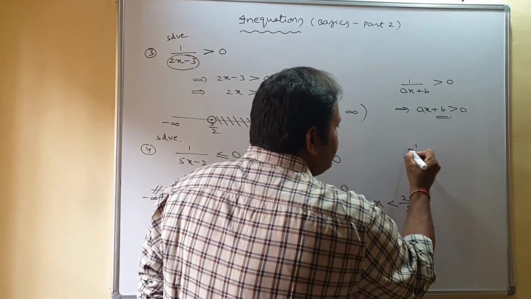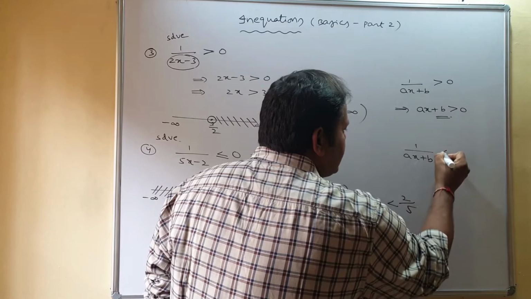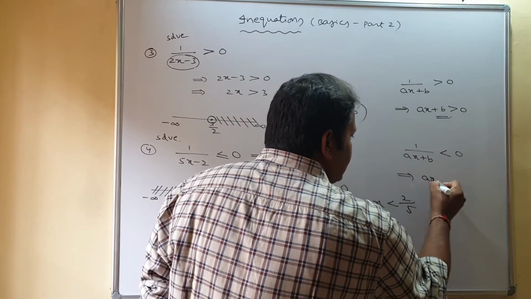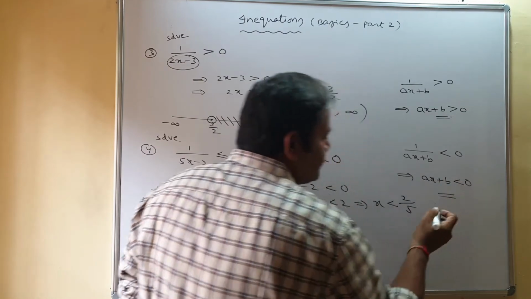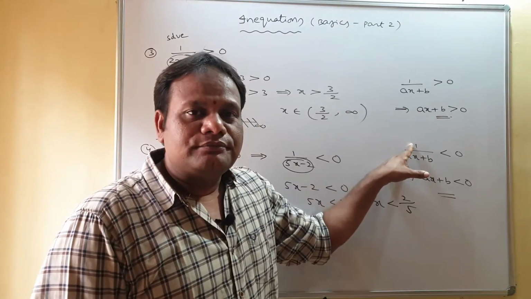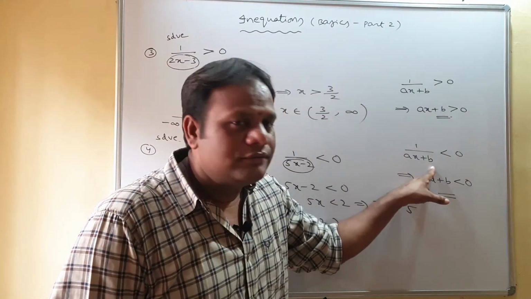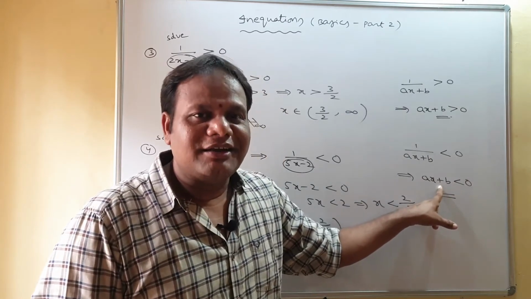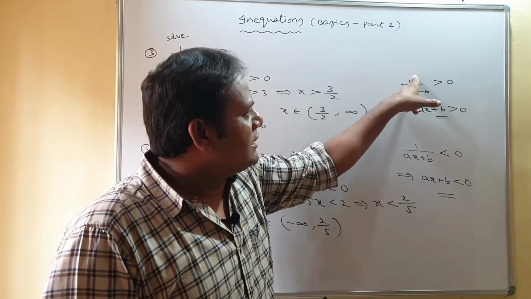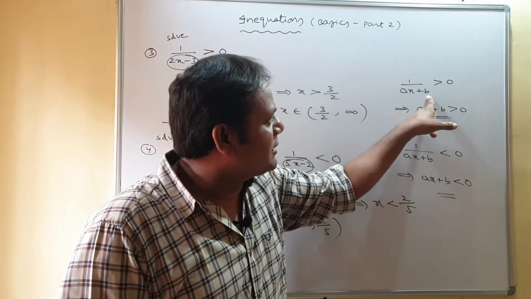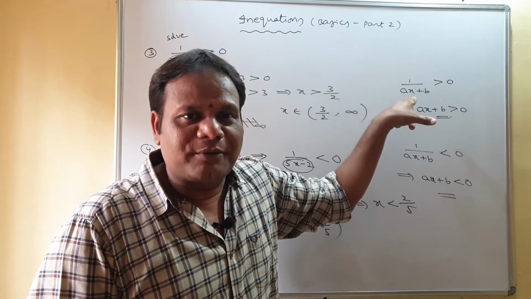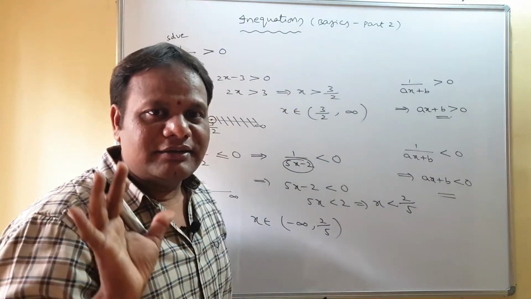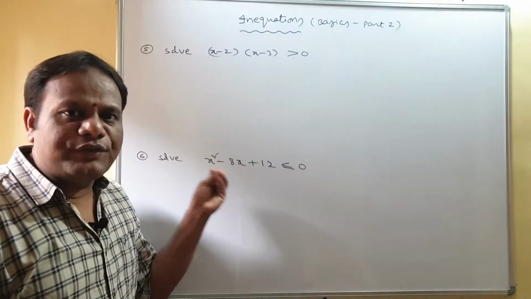So in any question, if there is 1/(ax plus b) less than 0 or less than or equal to 0, just take ax plus b less than 0. Why? The numerator is positive. If the denominator is negative, then the total value becomes negative. That's why I have taken the denominator negative. When is it possible? 1 is already positive. So if the denominator is also positive, positive by positive becomes positive. That is the reason here I have taken ax plus b greater than 0. Is it clear? See, coming to the fifth one.